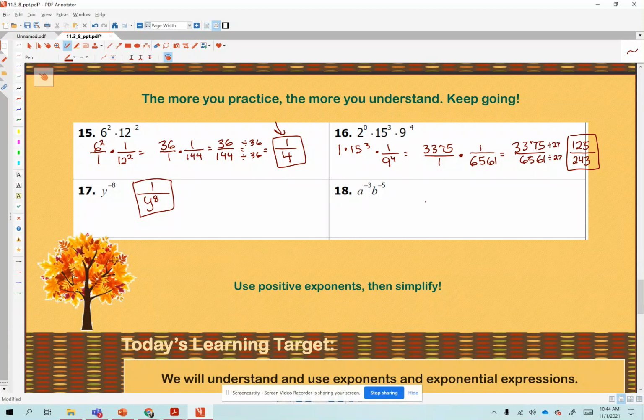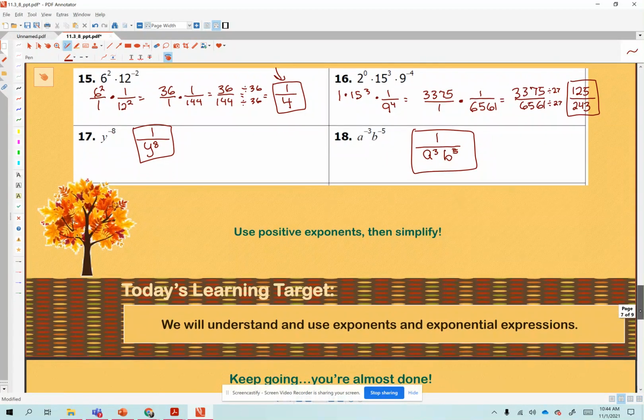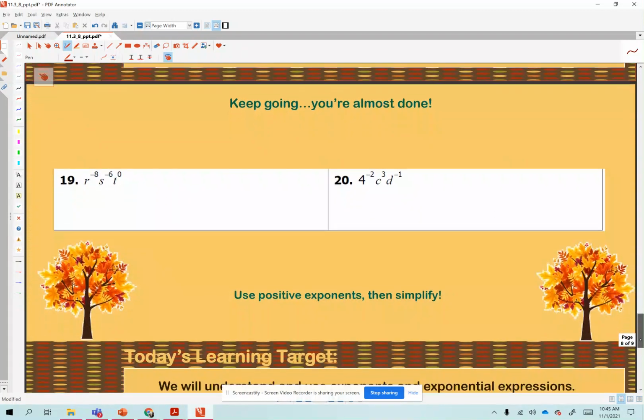And number 18 is very similar, except we have a more complicated expression here. But this time, a will be in the denominator. In fact, let me just write that a little more neatly for you. You can put both a and b under the same denominator with a numerator of 1. So it would be a to the third, b to the fifth power. And now your work is done. And we have just 2 more problems.